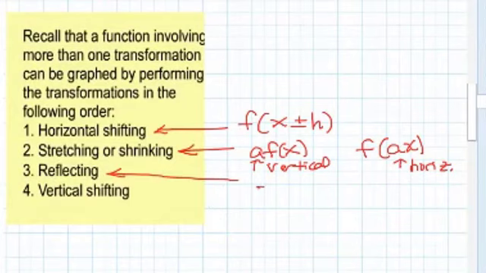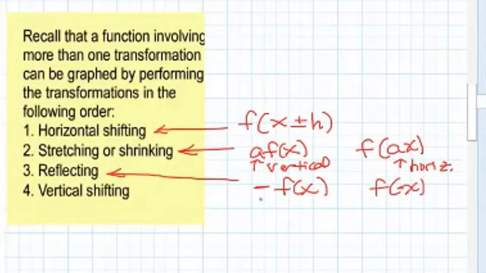Reflecting occurs when you have a negative out front or a negative inside the parentheses. So remember, when we negate the y, the f of x is just y, so when we negate the y, that's going to give you a reflection over the x-axis, and so that's called a vertical reflection. And if you negate inside the parentheses the x, this is going to give you a horizontal reflection.